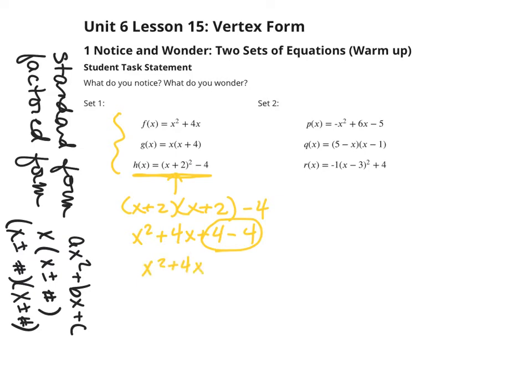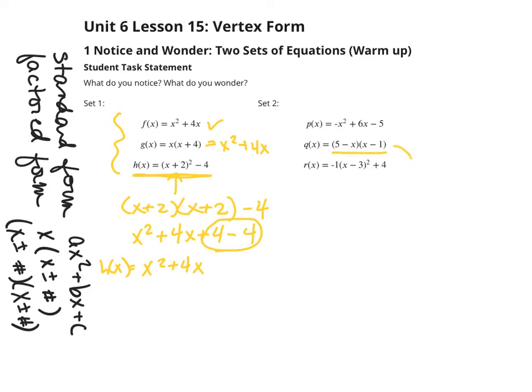So h of x simplifies to this in standard form. G of x is also that in standard form. And f of x is already in standard form. So they are all the same equation. Oh, let's look at set 2. Wow, I think those are the same too.